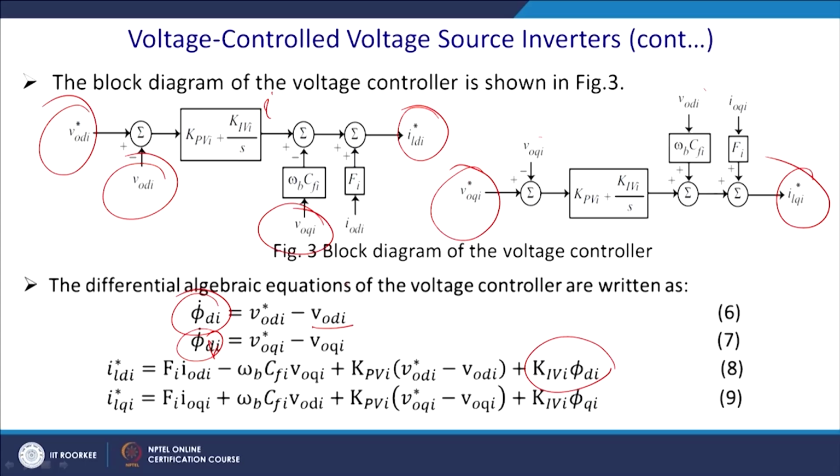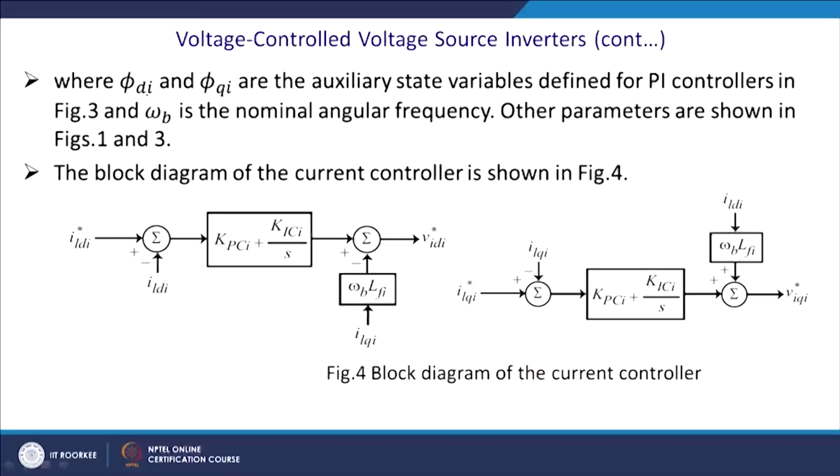Essentially it is integrating these voltages, thus this value becomes flux, since there is an integration involved. So, you are feeding voltage, and essentially here you are getting a flux. So, this Ki Pv into phi Di essentially is the current. Similarly, the q axis current will be the same, instead of the d it will have a q, and here instead of the q it will have a d. Thereafter, this proportional term, and thereafter this integral term, that is Ki Pv into phi Qi, where phi Di and phi Qi are the auxiliary state variables of the PI controller in the controller in figure 3, and omega b is the nominal angular frequency, and the parameters are shown in figures 1 and 3.